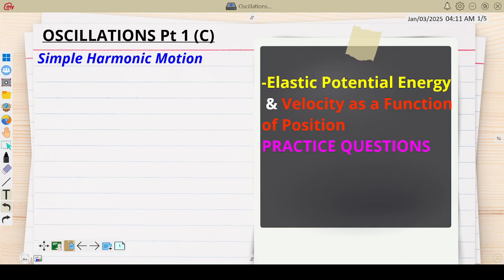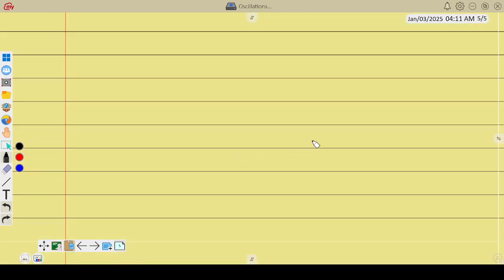We discussed a lot in the previous lesson about elastic potential energy and velocity as a function of position. So now what's remaining is to answer some tutorial sheet questions, so that we perfect what we learned and see how and where we can apply it.